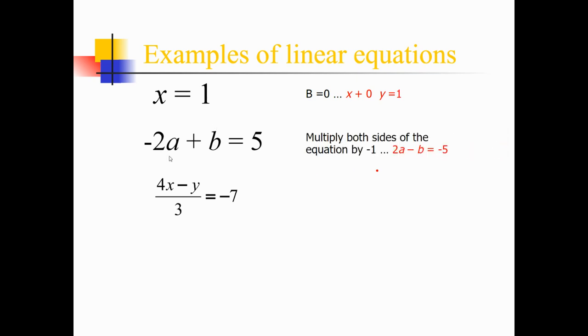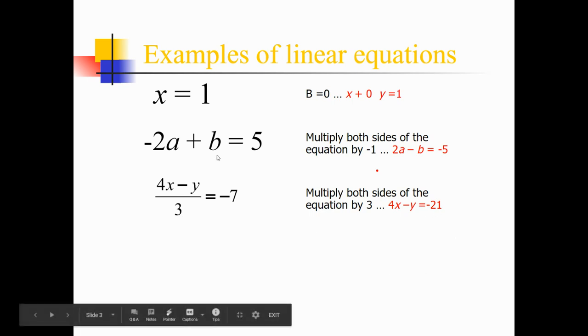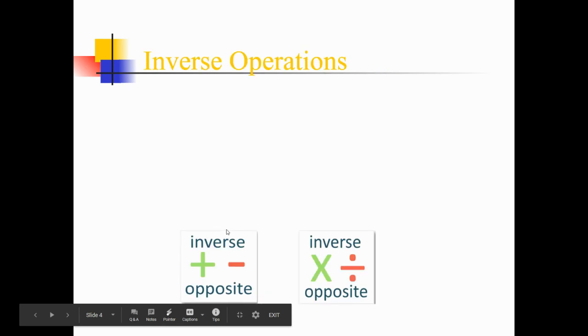You multiply both sides of the equation by -1: 2a minus b equals -5. Multiply both sides of the equation by 3, and then 4x minus y equals -21. So you're going to do opposites. We're going to go over that in a second.